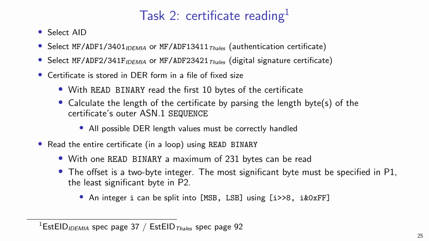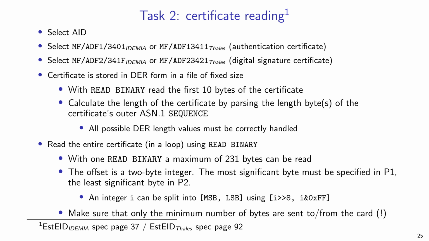Another important requirement for this task is to make sure that only the minimum number of bytes are sent to and from the card. Sending bytes to and from the card is a relatively slow process, so your solution must not send excessive commands. If it does, the grade will be penalized slightly. For example, if you already read the first 10 bytes here, then do not read them again in the loop here. Okay, so these are the 2 homework tasks for this lecture, but there are a couple of more topics to discuss, so let's continue.